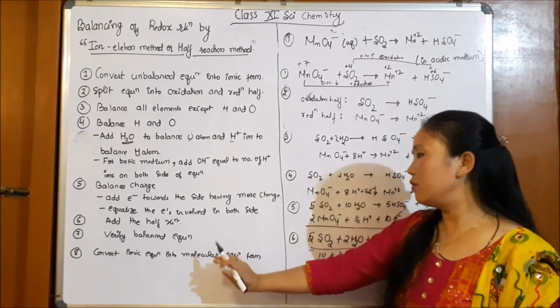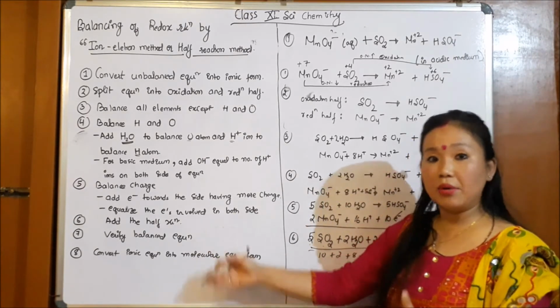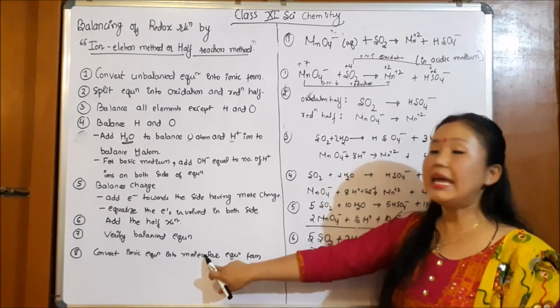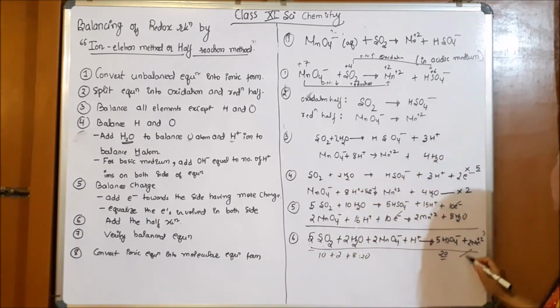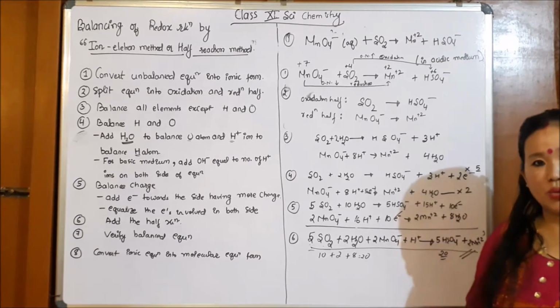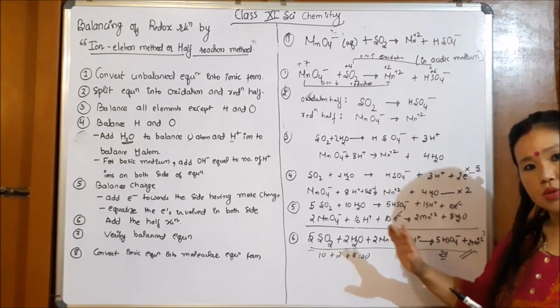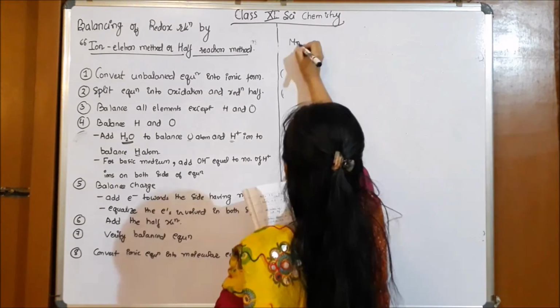Last step is convert it into molecular form. पहिला हाम्रो ionic form मा थियो. So no need to do the last step. So this is your required balanced equation. बुझ्यो? अहिले बुझेन भने I'll do one more question.